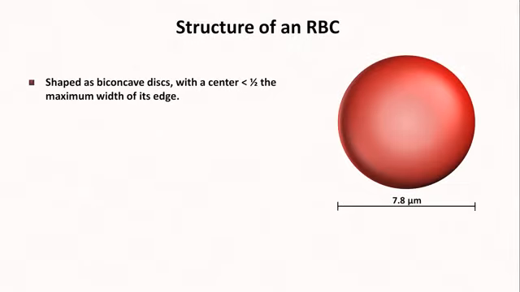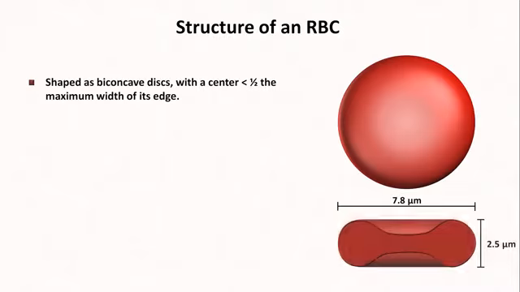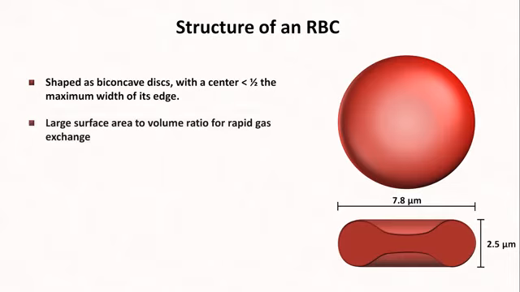Starting with their structure, they are shaped as biconcave discs with a center less than half the maximum width of its edge. This gives the red blood cell a very large surface area to volume ratio, which aids in rapid gas exchange across the cell membrane.